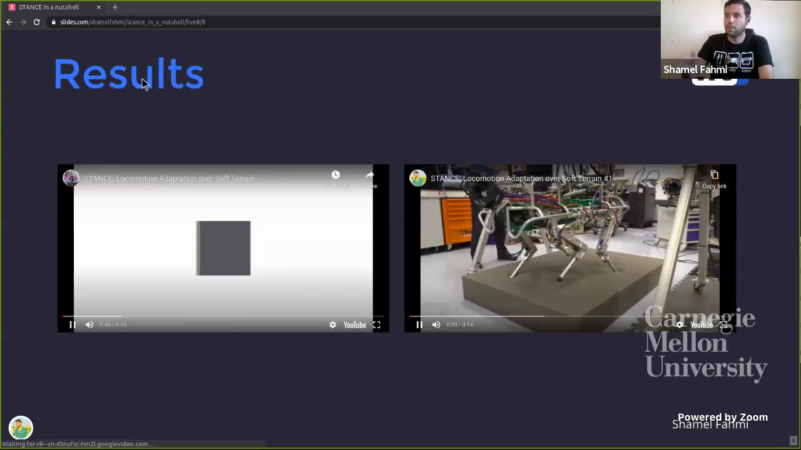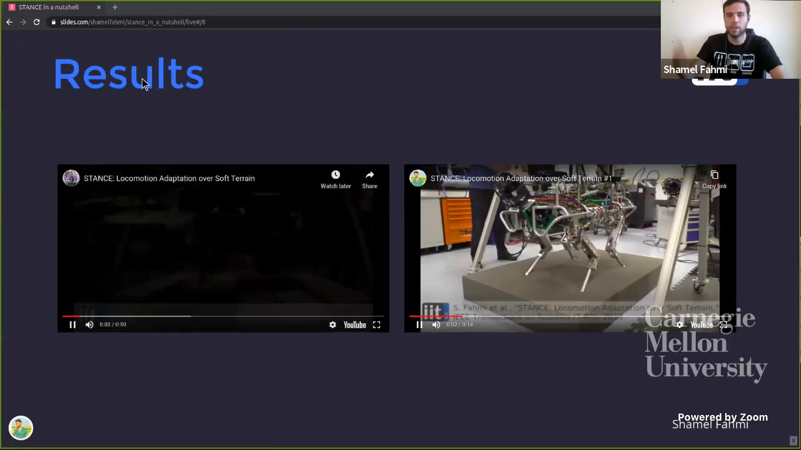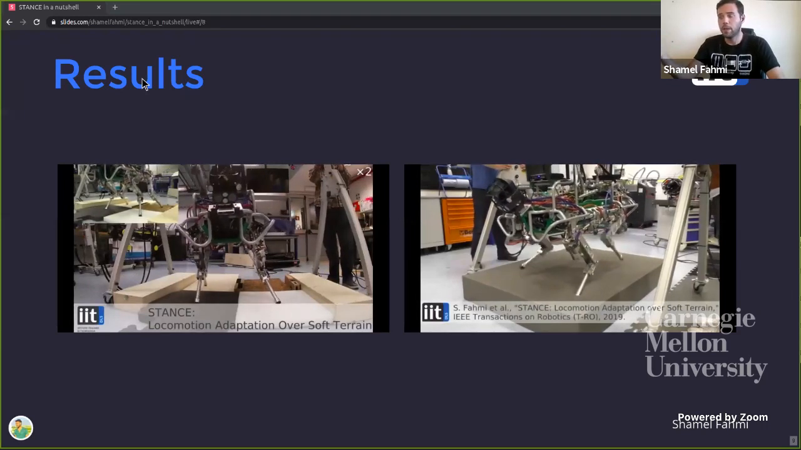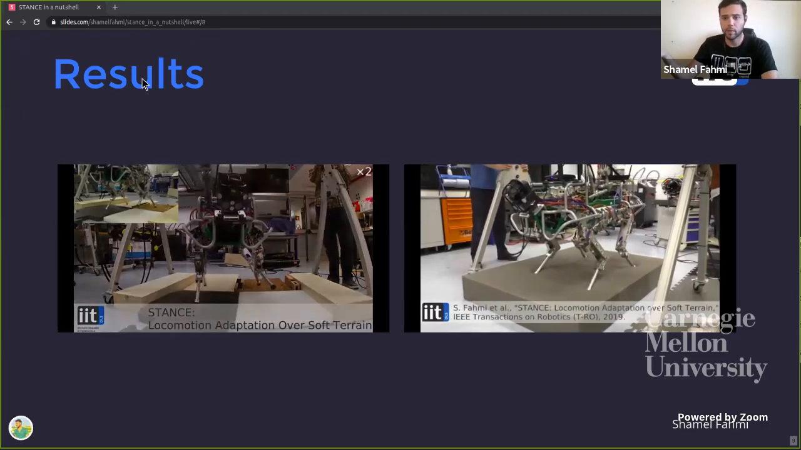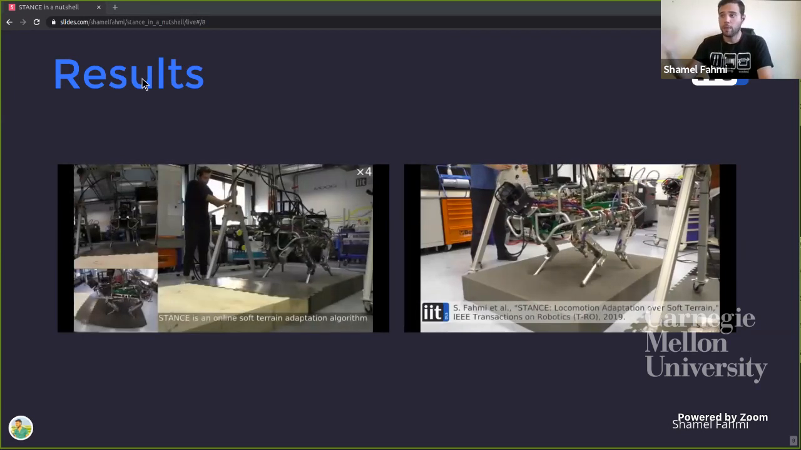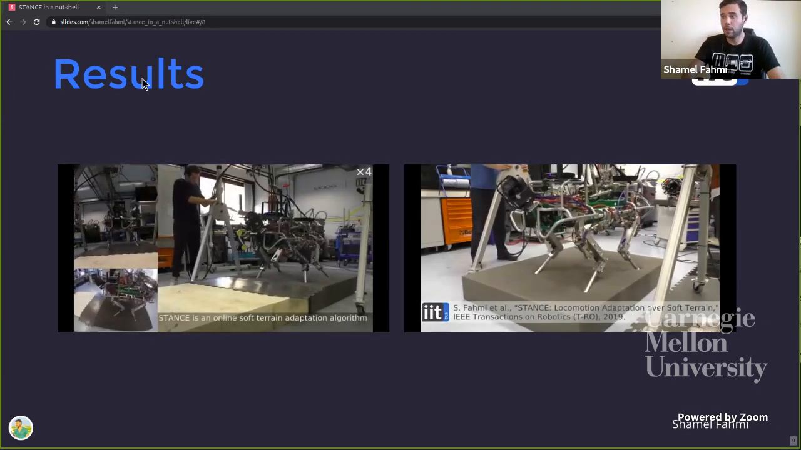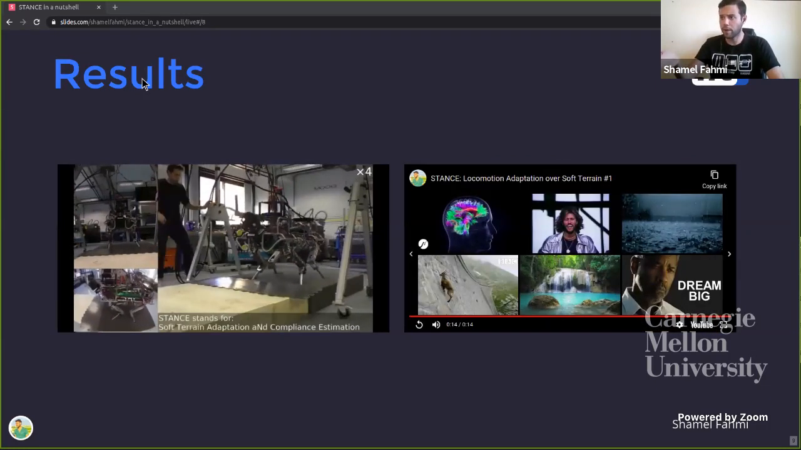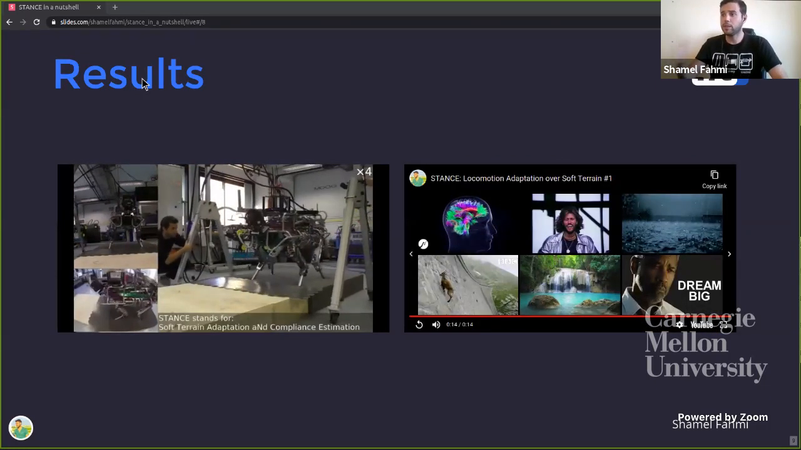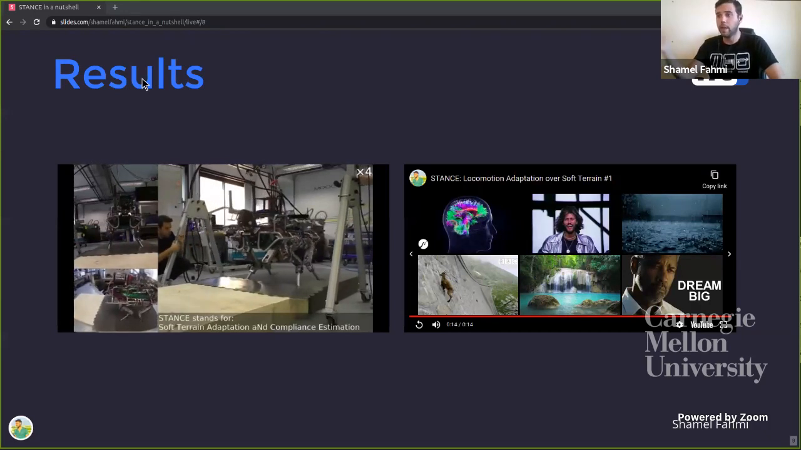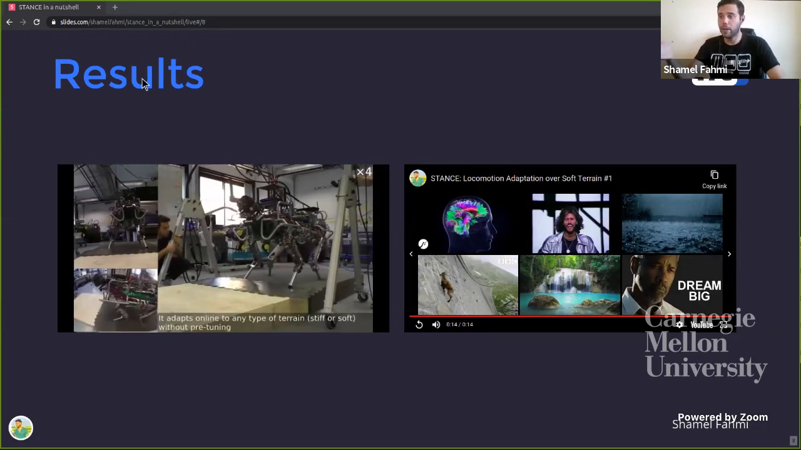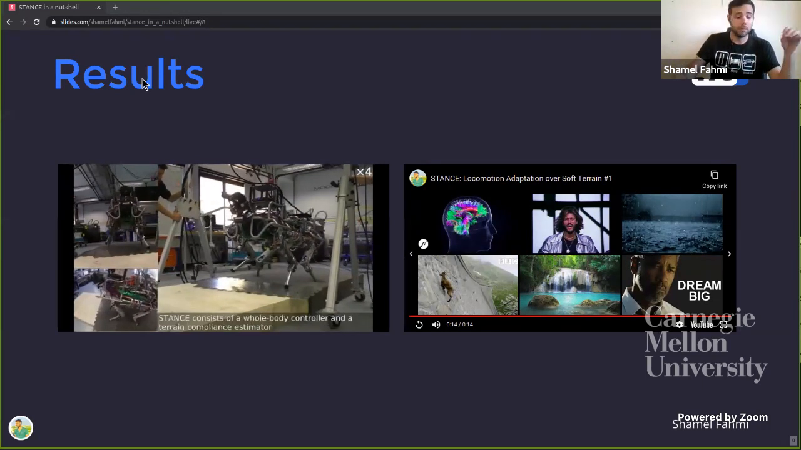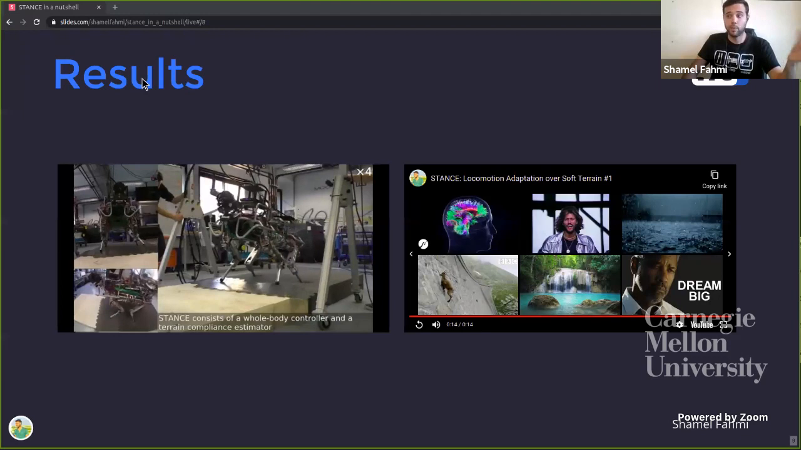Here are just a couple of videos about STANCE. You can see, for example, on the right, a little bit of dynamic motion, like a trotting gait, in soft terrain. But if you take a look now at the left video, it's showing STANCE walking through soft terrain and transitioning between soft terrain and rigid terrain. And here you can see that every leg is independently adapting to the terrain below it.